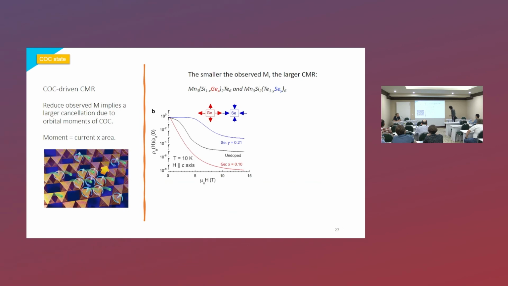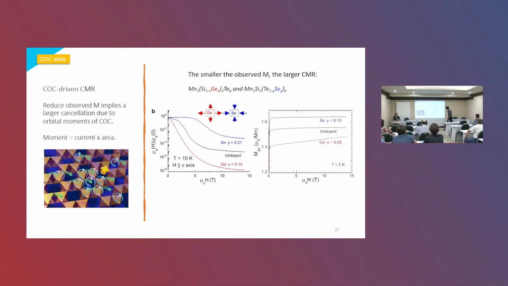And our follow-up study indicates this argument is consistent. If we dope germanium, we expand the unit cell, so we enhance colossal magnetoresistance. But if we dope selenium, we reduce the unit cell, so we reduce the effect of colossal magnetoresistance. On the other hand, if you measure magnetization, you can see the magnetization is smaller for the germanium-doped sample, corresponding to larger colossal magnetoresistance. The selenium becomes even stronger magnetically, but colossal magnetoresistance becomes weaker.